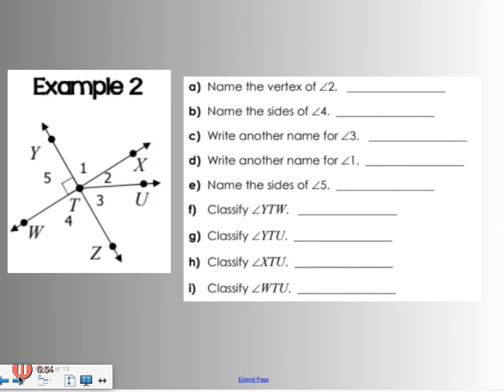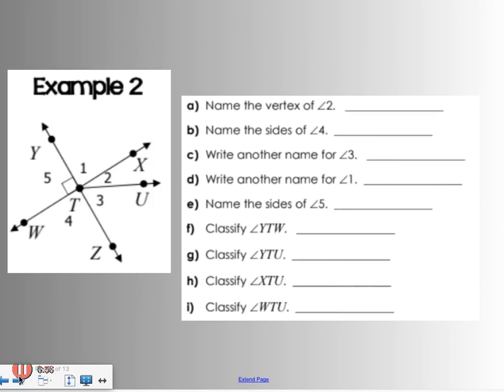Okay, let's see how we do this. Name the vertex of angle 2. Okay, right there. Name the sides of angle 4. TW. So they're rays, right? So we have to start at T. So TW is one. And then TZ, yep.